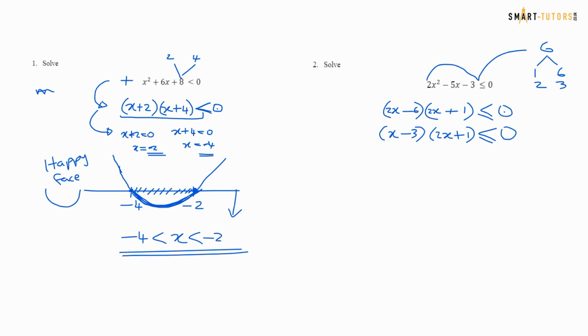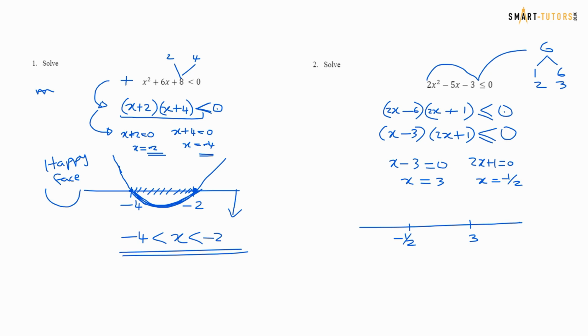Second step, you need to find out the value. So x minus 3 equals 0, x equal 3. 2x plus 1 equals 0, so x equal minus half. These are the two values we found. In the graph sheet, so minus half here and 3 here.